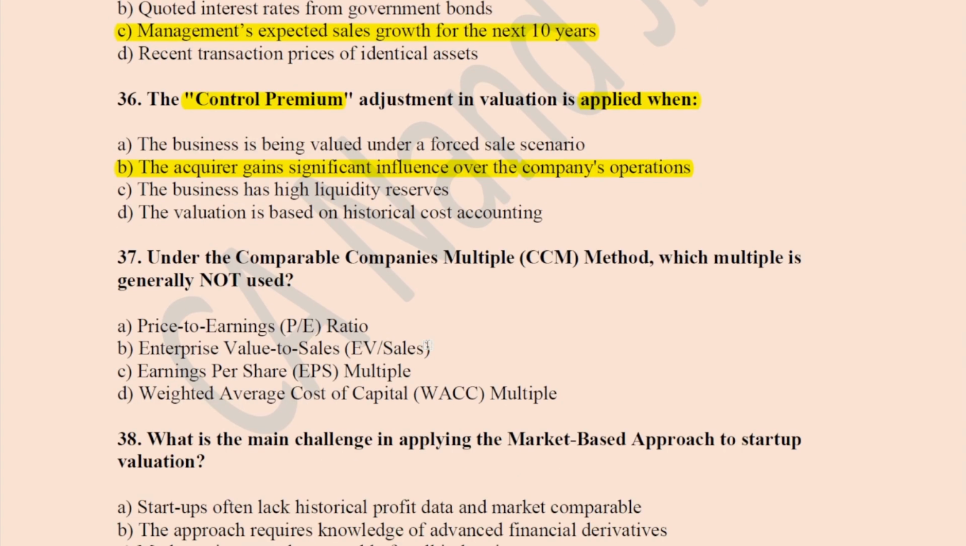Under the CCM method, which multiple is generally not used? Price earning ratio, enterprise value to sales, earnings per share multiple, WACC multiple. So the answer is C, EPS multiple.